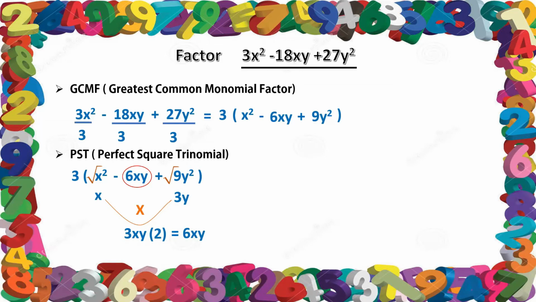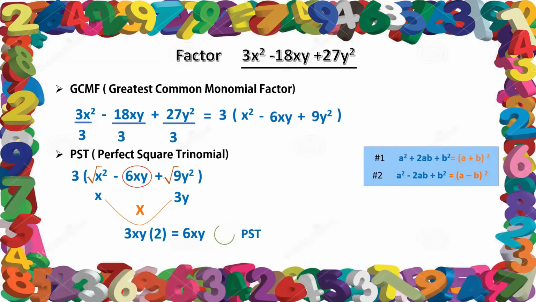Now, if that's the case, let's factor the expression x squared minus 6xy plus 9y squared. Here you go. That's the pattern. So let's factor it out. Let's bring down 3 since it's already one of the factors from the original expression. Now, let's factor this PST as easy as 1, 2, 3. The square root of x squared is x.